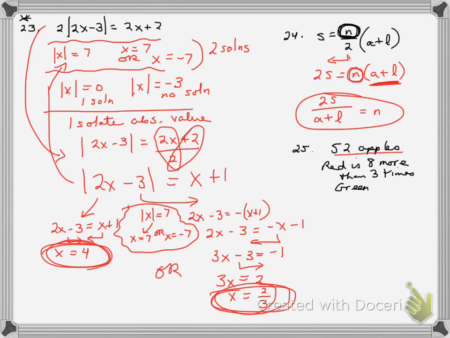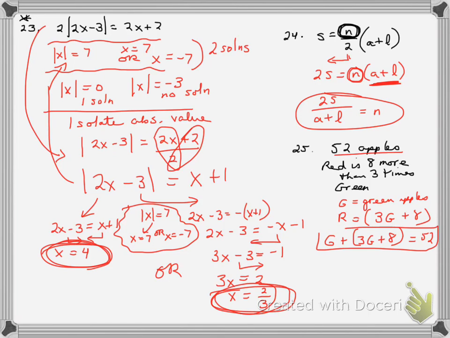We're given 52 apples altogether. The red is 8 more than 3 times the green. So if G equals the green apples, then red is going to be 8 more than 3 times the green. Make sense? Now, altogether, we have 52 apples. So if I have my green plus my red, and I'll substitute in the expression, your green plus your red equals your total apples, which is 52.